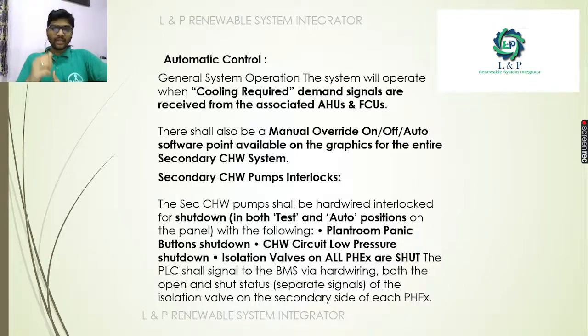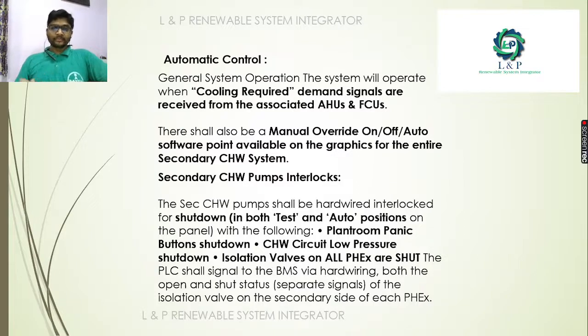If we get into the automatic control, where will we get the cooling demand? The cooling demand will be created by the field equipment like air handling units and fan coil units. If we get the cooling requirement, most importantly, there should not be any manual override, on, off or auto software points enabled.